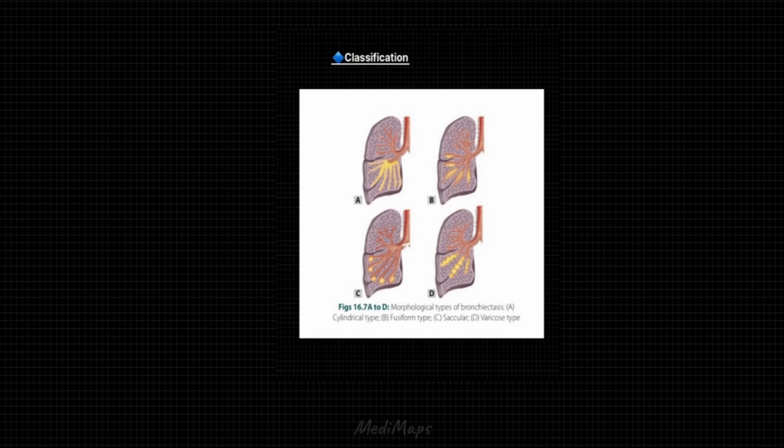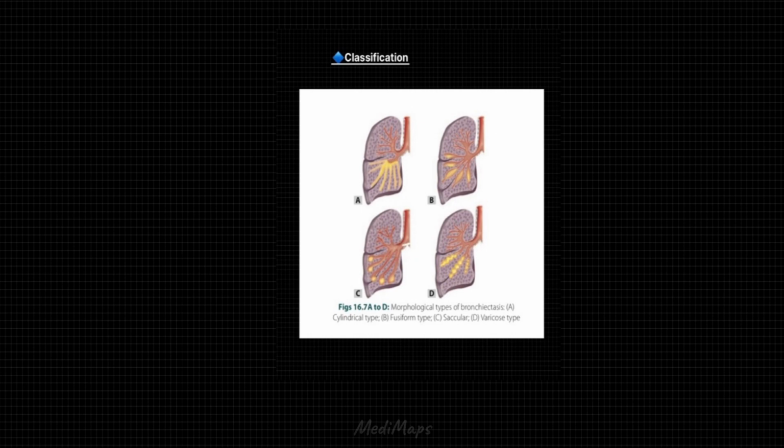Now let's move on to the mucosal changes. So what are the changes that occur in the mucosa? The first change that occurs in the mucosa is the desquamation of the lining epithelium of these airways. And the second one is the metaplasia of the lining epithelium. Lining columnar cells will be changed into squamous epithelium and also show pseudostratification. Now let's move on to the classification of bronchiectasis.